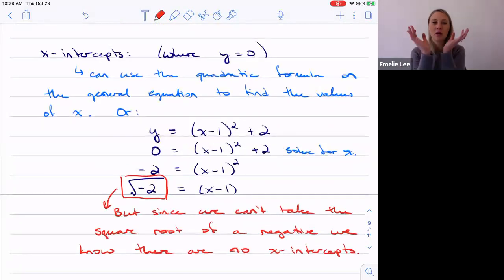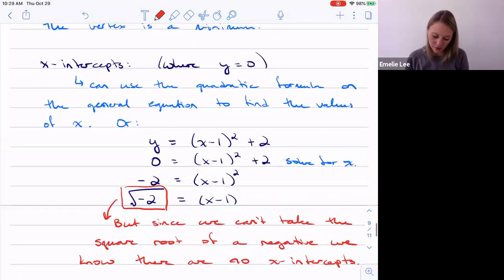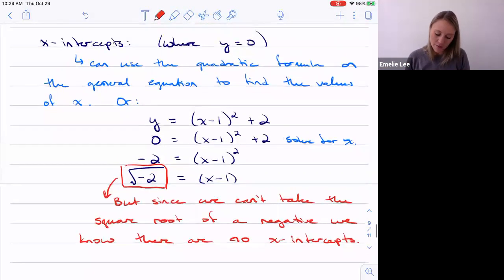That's if the parabola is above the x-axis, or below the x-axis if it's pointing down, right? So it can happen, and it's just something that we need to be prepared for. We did the x-intercepts, fine, there are none.